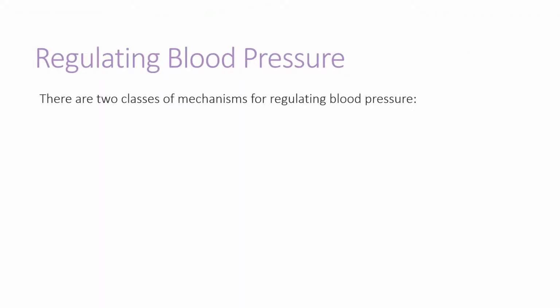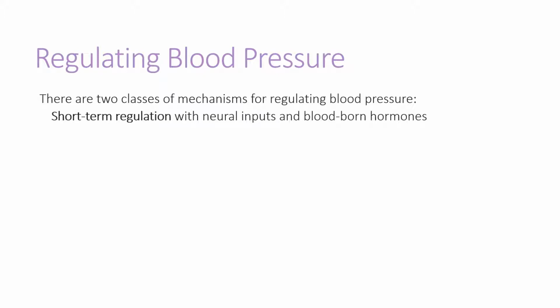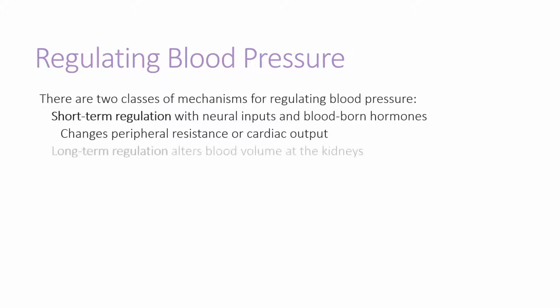There are two classes of mechanisms for regulating blood pressure. Short-term regulation using neural inputs and blood-borne hormones. These change peripheral resistance or cardiac output. And there is long-term regulation, which alters blood volume at the kidneys.